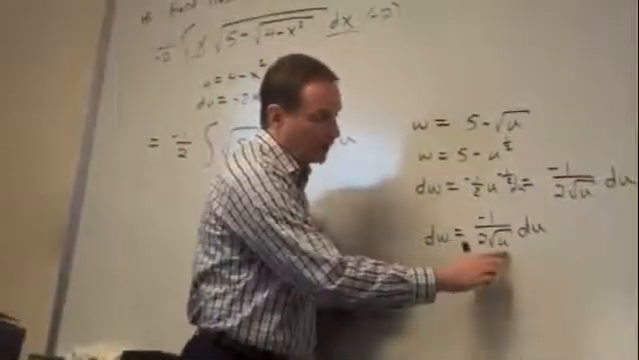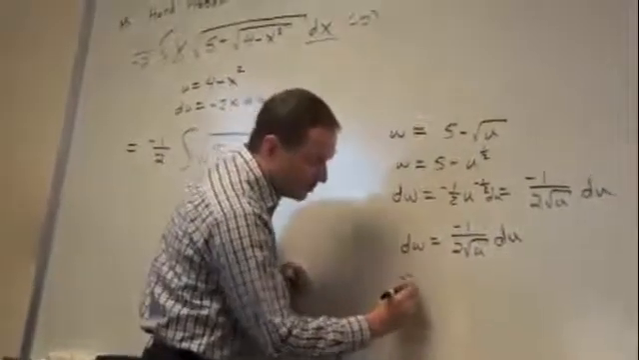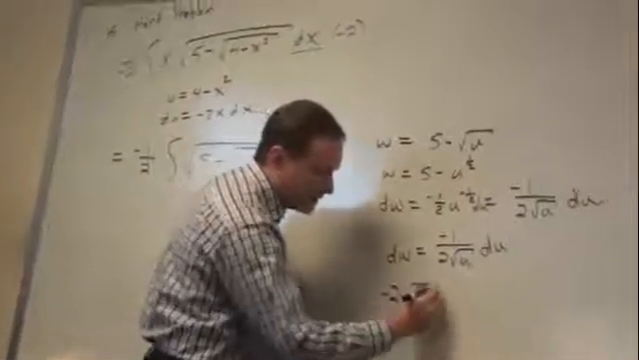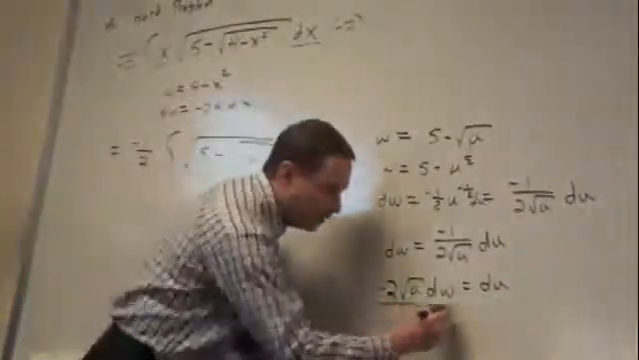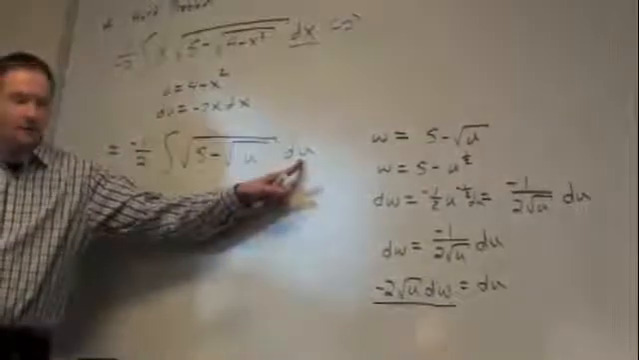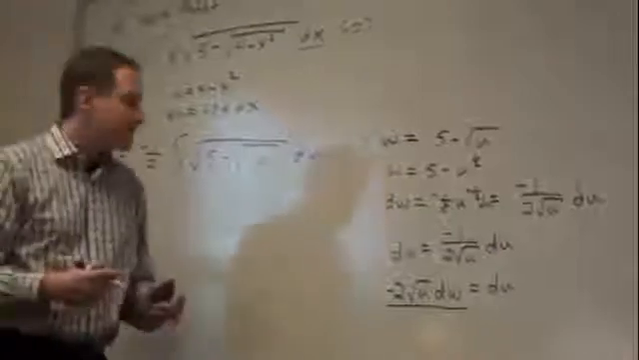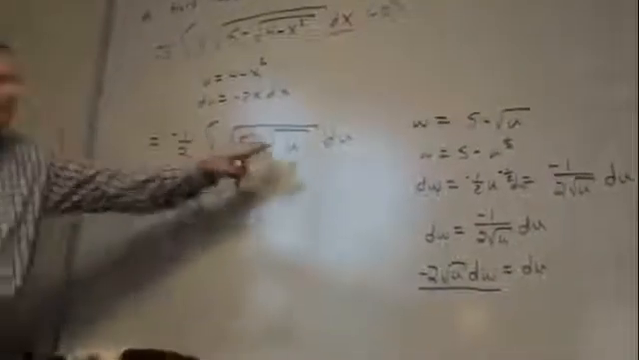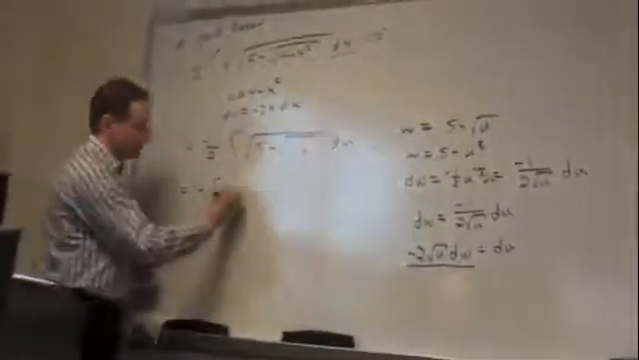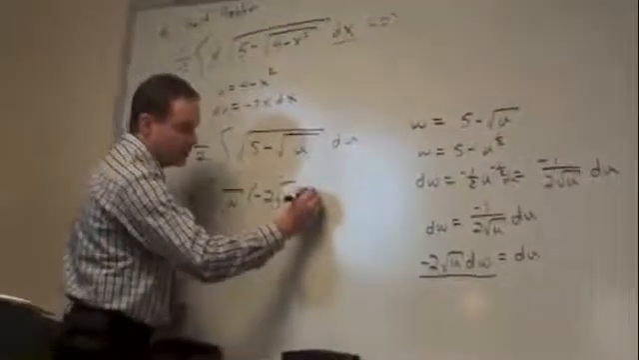And so I'll say, okay, multiply by 2 on the square root of u on both sides, and a negative 1 on both sides, and I'll get negative 2 on the square root of u times dw is equal to du. So I know this would take the place of du in there. Is that going to help out? Actually, it will. Because now, I'll go ahead and write it in here. All of this is going to become the square root of w. And then in the place of du, I can put negative 2 square root of u dw.